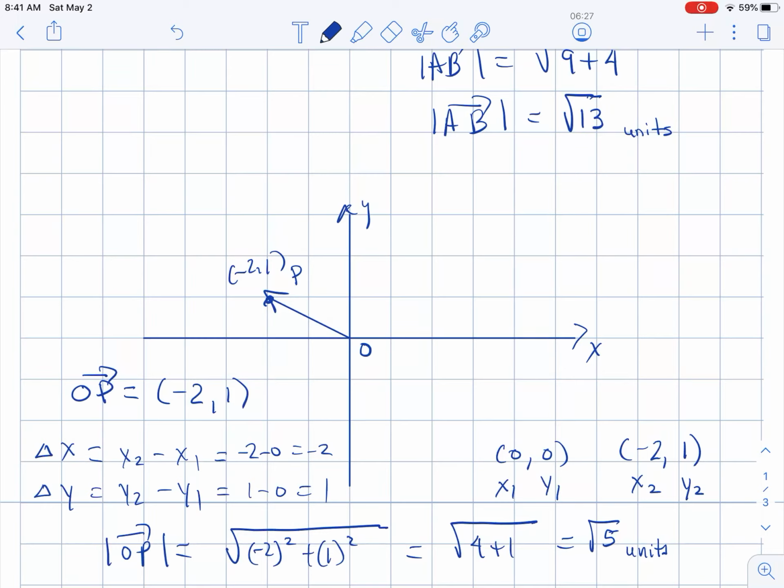Now you can do that, or because it's a position vector and you're just subtracting 0, you could just go automatically to this. You don't have to write all that out, because it is the position vector. Delta x is just going to be the x coordinate squared, and delta y is going to be the y coordinate squared.